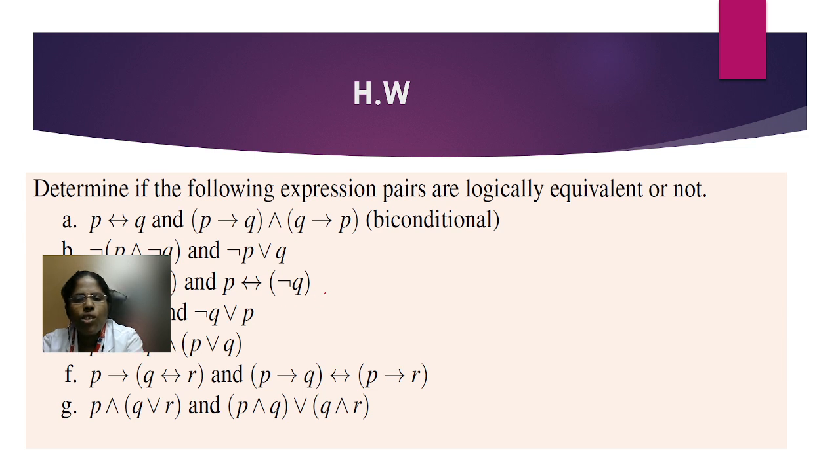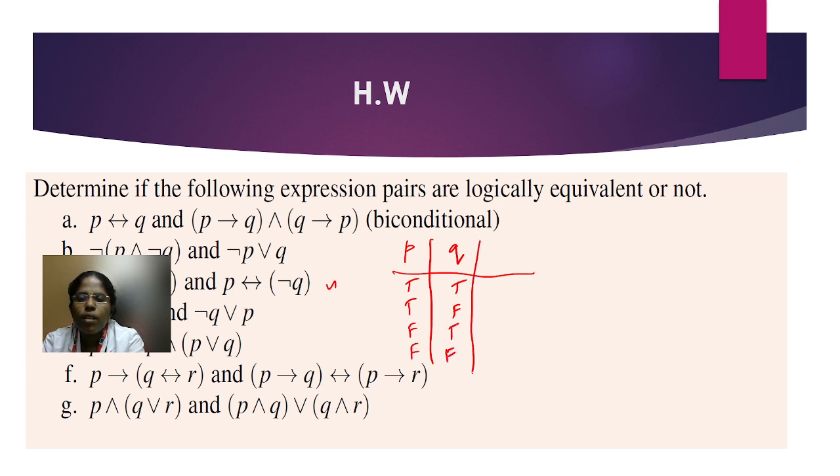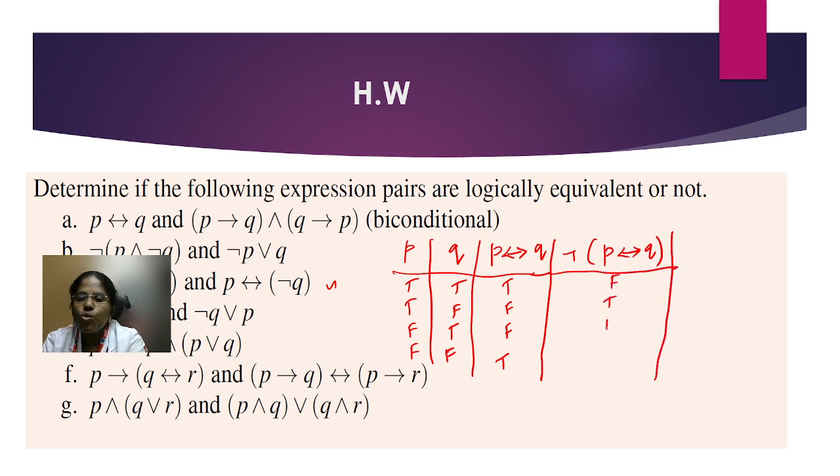Shall we check C? For C I need P and Q: true, true, true, false, false, true, then false, false. I need to do if and only if. If and only if both are the same, you will have true, otherwise false. Then negation of (P if and only if Q): for this the negation is false, true, true, false. This is one truth table.